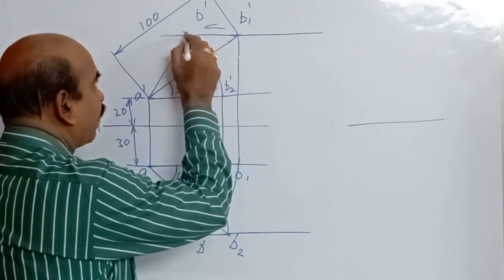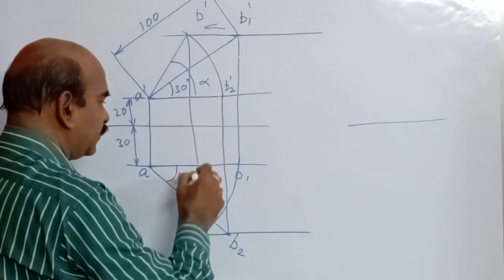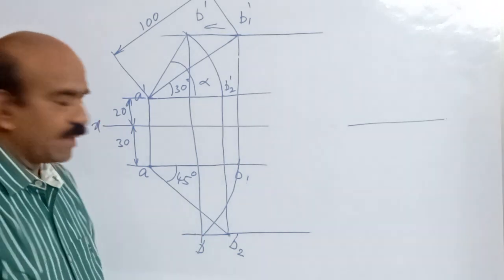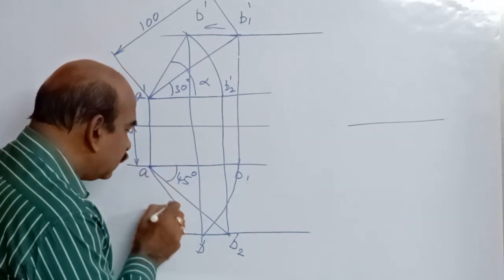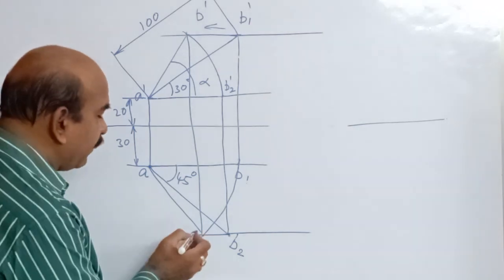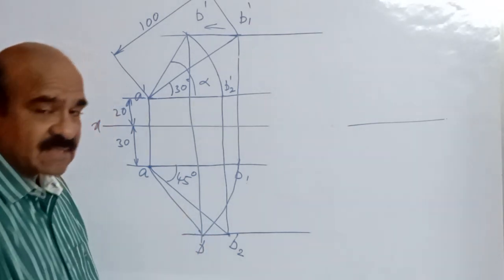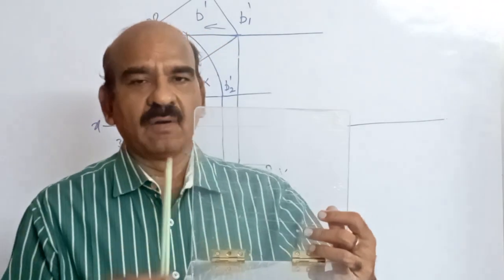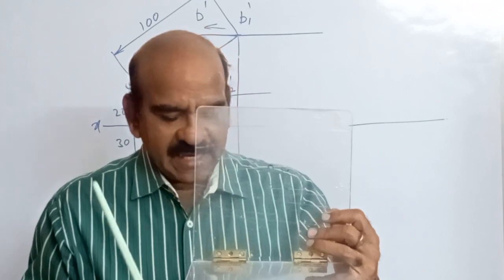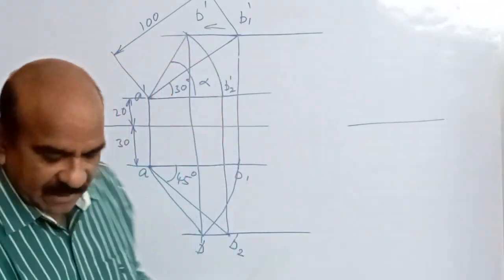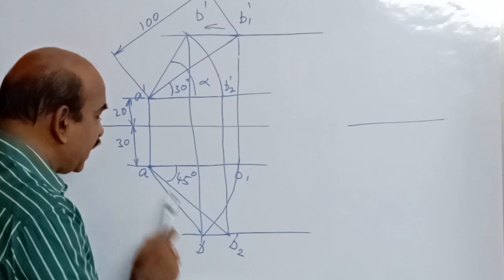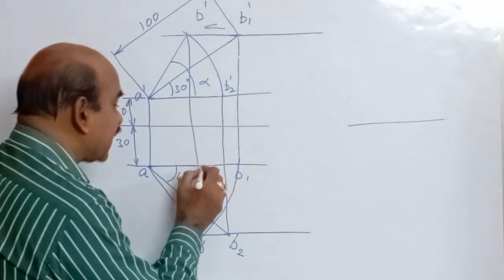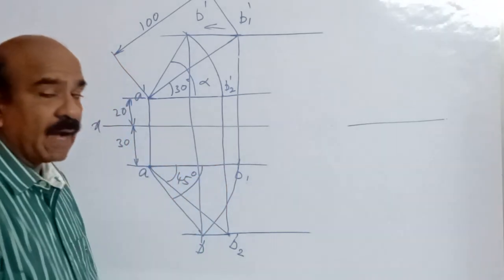Draw a projector from B here. The projector must pass through this point and join AB. Join AB here. What is this? AB is the final projection of the line in the top view. So A dash B dash is the final projection of the line in the front view. AB is the final projection in the top view, and this angle here is the apparent angle.